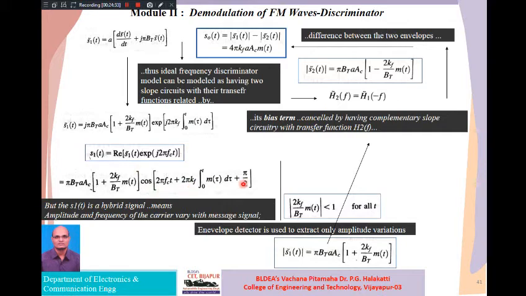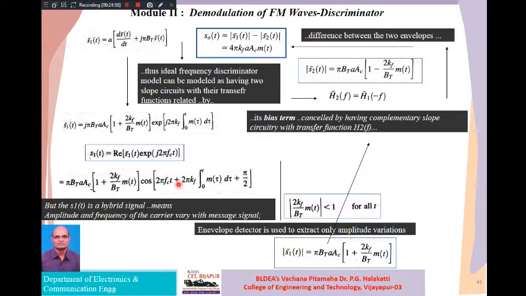Okay, cos of 90, you can see the compound factor rules of trigonometry. Cos of 90 plus this term, we will be getting it back only. Now if you look at this one here, you can see why we are taking the real value, because now the S1 of t is going to be a hybrid signal.